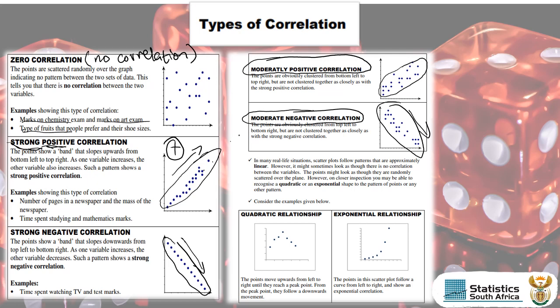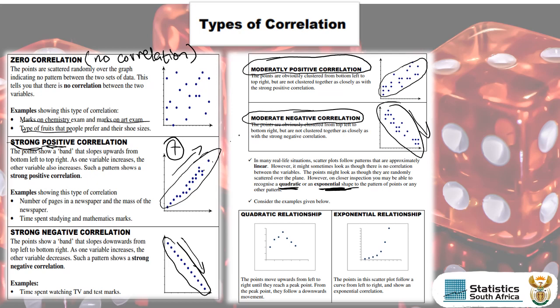So in many real life situations, scatter plots follow a pattern that is approximately linear, right? The study you have seen was following a linear pattern. However, it might sometimes look as though there's no correlation between the variables, as if the points are randomly scattered over the plane. On closer inspection, you may recognize some sort of quadratic or exponential shape, or another pattern in the points.